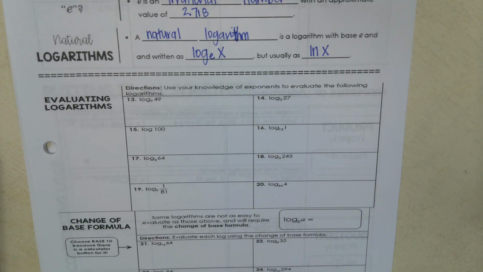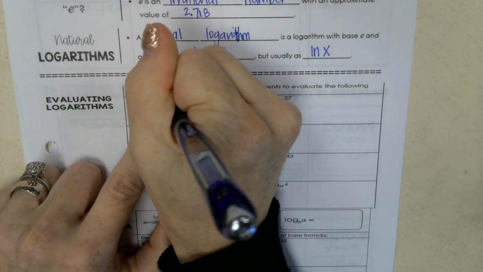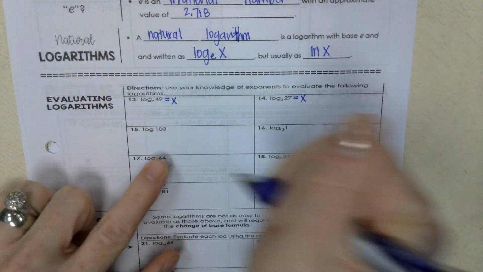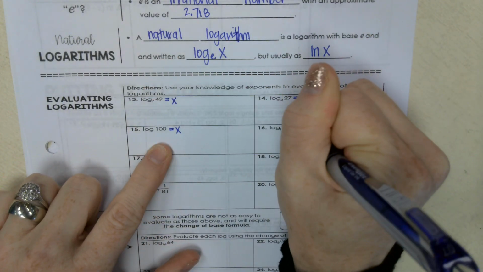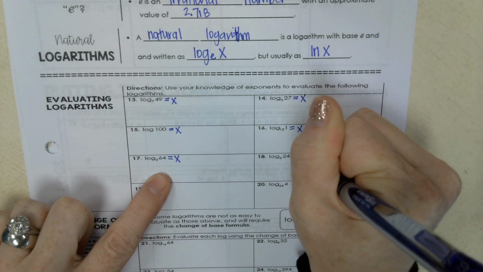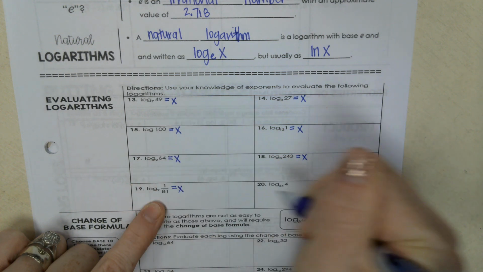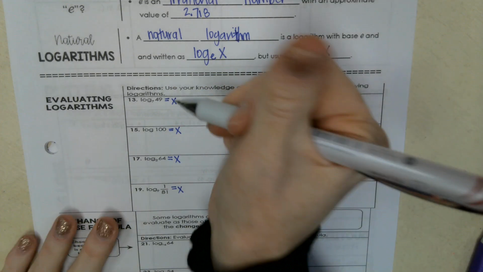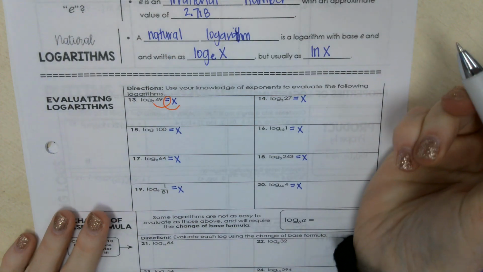Evaluating logarithms. It says use your knowledge of exponents to evaluate the following logarithms. Now, anytime I'm asked to evaluate, it makes sense that I need to set it equal to something or represent that I'm solving for something. So here, I want to know the exponent that is going to make each one of these a true statement. Now, I don't read things well in log form. I want to convert these into exponential form.